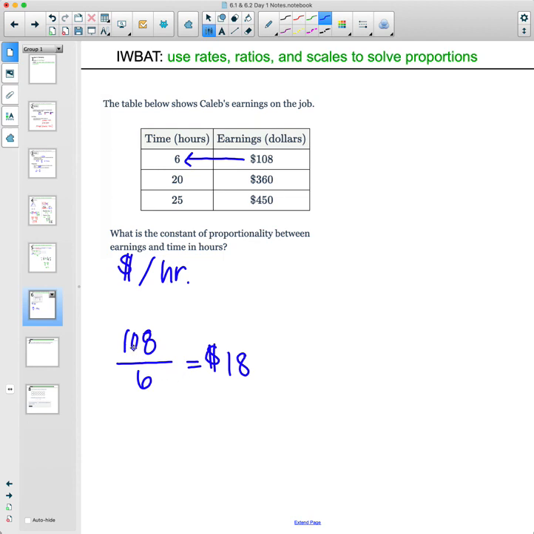Is that right? I better re-divide that to make sure. 108 divided by 6. Okay, yeah, 18. You can check your work here by multiplying these by 18 and making sure they work. So 20 times 18 is in fact 360, so that's good. And 25 times 18 is 450. So that should work out. So then they're getting $18 per 1 hour of work.